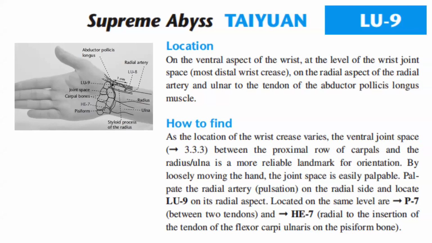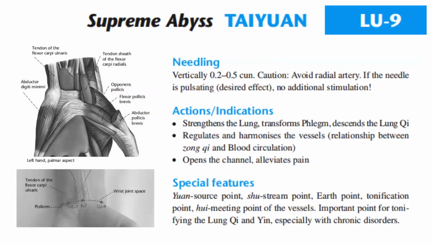As the location of the wrist crease varies, the ventral joint space between the proximal row of carpals and the radius and ulna is a more reliable landmark for orientation. By loosely moving the hand, the joint space is easily palpable. Palpate the radial artery by means of its pulsation on the radial side and locate Lung 9 on its radial aspect. Located on the same level are Pericardium 7 between two tendons and Heart 7 radial to the insertion of the tendon of the flexor carpi ulnaris on the pisiform bone.